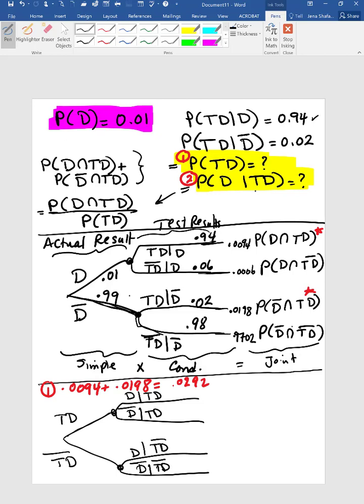These orders are going to change. So here we have TD, and this is TD and D. These are the two events on the top branch. This one is TD and D bar. Next one is TD bar and D. Last one is TD bar and D bar. Okay, let's find these. These are all probabilities.